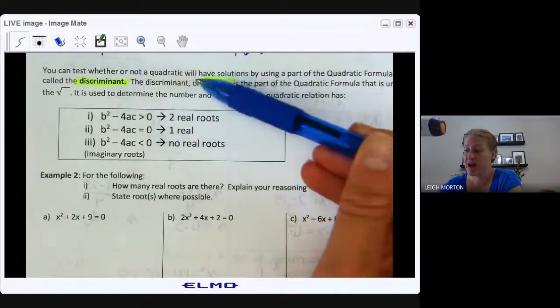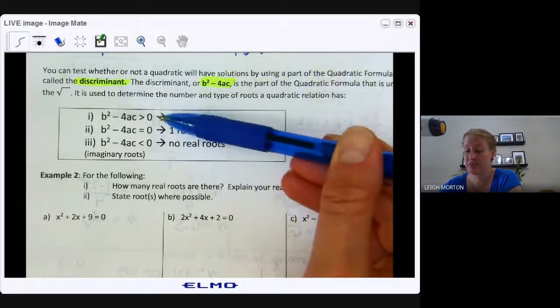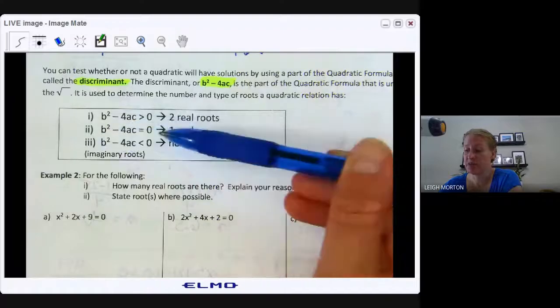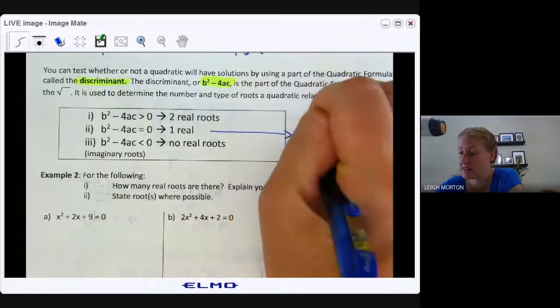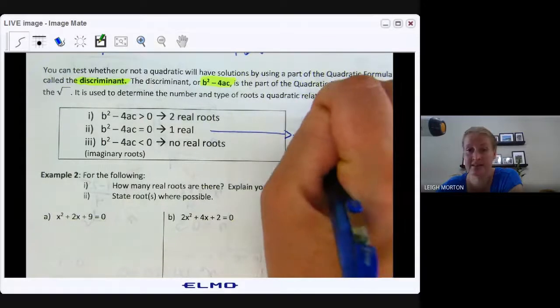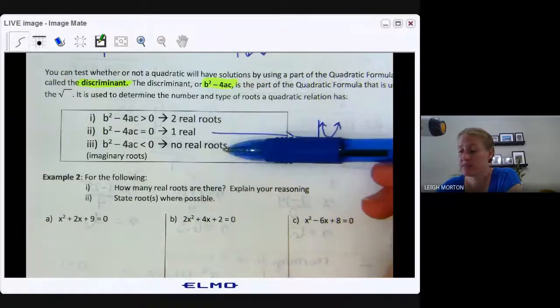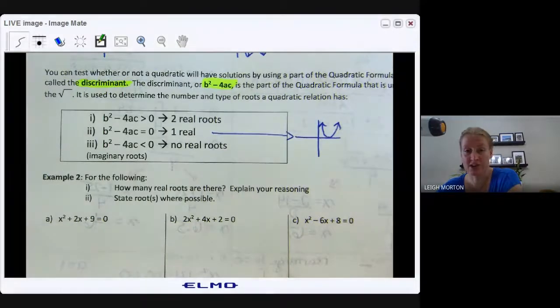We see if the value of the discriminant, once we sub the numbers in, is greater than 0, there are 2 zeros. If the discriminant is equal to 0, there's 1 zero. So that would mean it sits on the x-axis like that. And if b squared minus 4ac is less than 0, there's no zeros. Let's put this into action and we'll see why.